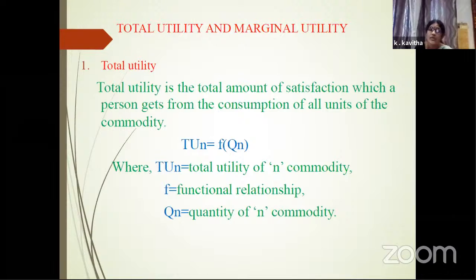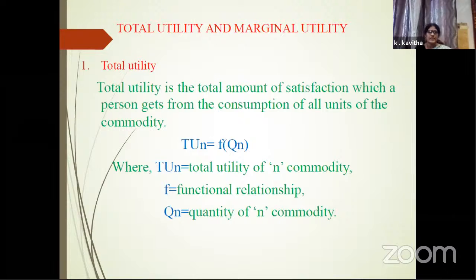Total utility means the total amount of satisfaction which a person gets from the consumption of all units. So if we are using three commodities, the first one gives 20, the second one gives 15, the third one gives 10, meaning the total will be 45 by adding all these.